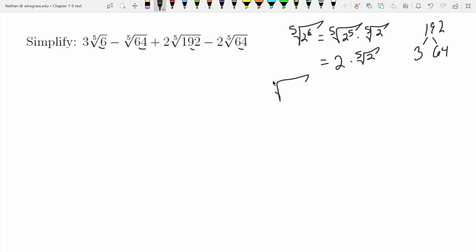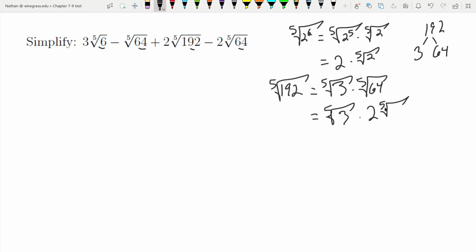So the fifth root of 192 is the same thing as the fifth root of 3 times the fifth root of 64. We already actually calculated the fifth root of 64. That's what this is here. This is the same thing as 2 times the fifth root of 2. So we have the fifth root of 3 times 2 times the fifth root of 2. And 3 times 2 is the fifth root of 6. So we have 2 fifth root of 6.